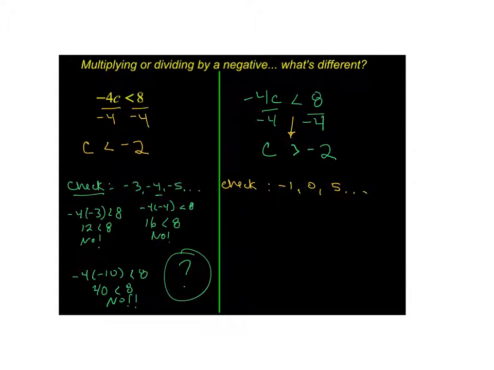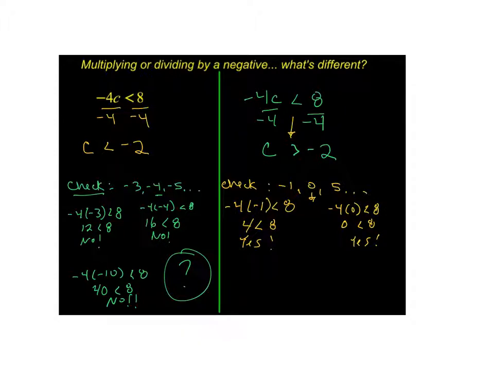So let's plug in a negative 1. I've got negative 4 times negative 1 is less than 8. 4 is less than 8. Numbers greater than negative 2 are checking. Let's see what happens if this pattern continues. Negative 4 times 0, is that less than 8? That's 0 is less than 8. The larger the number I plug in, the smaller the product gets. Again, it worked, it worked, it worked.